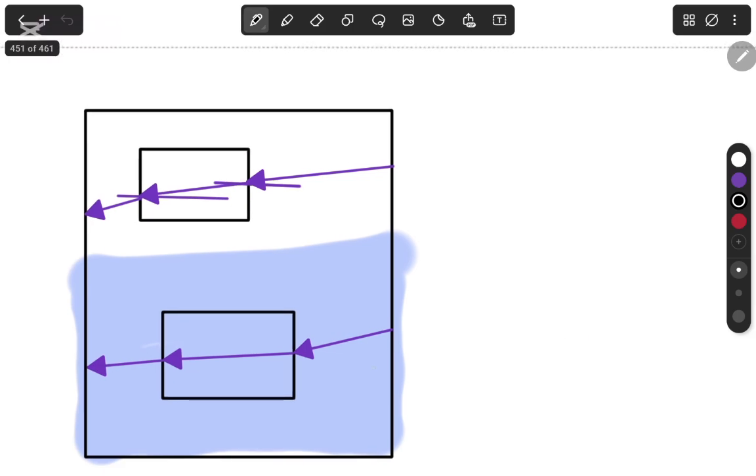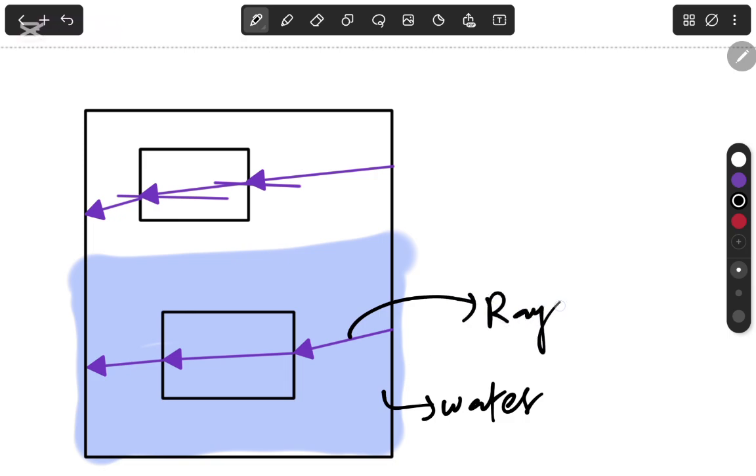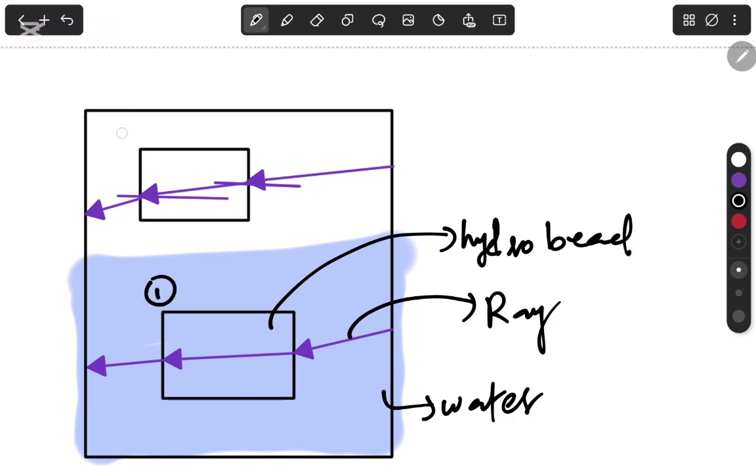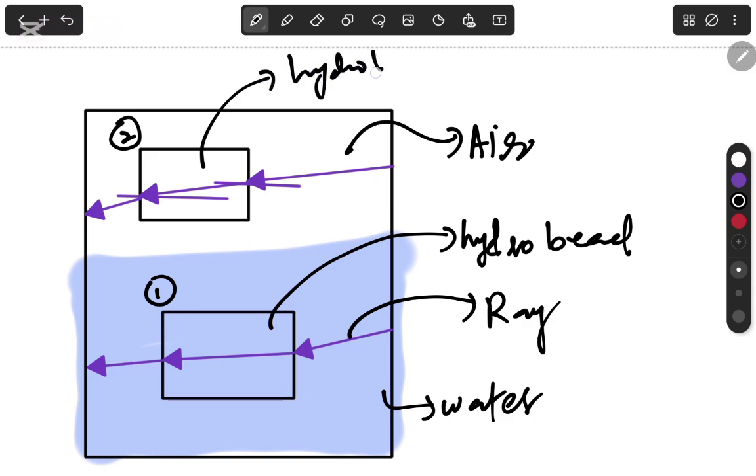So first let me label everything here. This is water. This is gonna be your ray of light. This is gonna be the hydro bead. For simplicity, I've drawn it as a square shape, so hydro bead. And then above this we have, let's say this is example number 1, this is example number 2. In example number 2, there's no water, so this is just air. And this is again the hydro bead. Okay, so hope this is clear. I'm going to erase this.